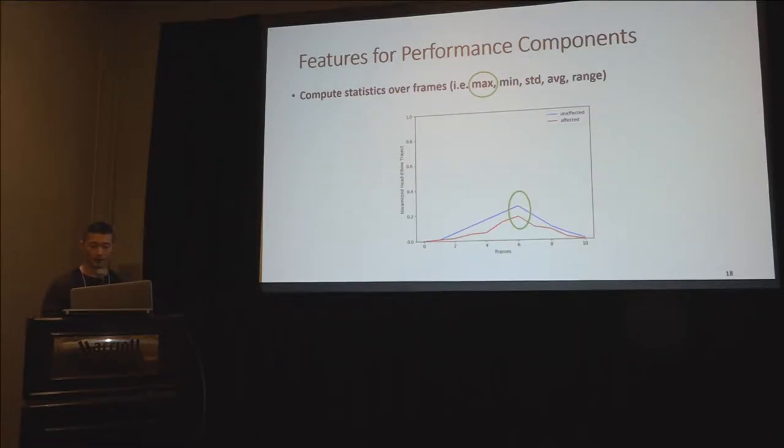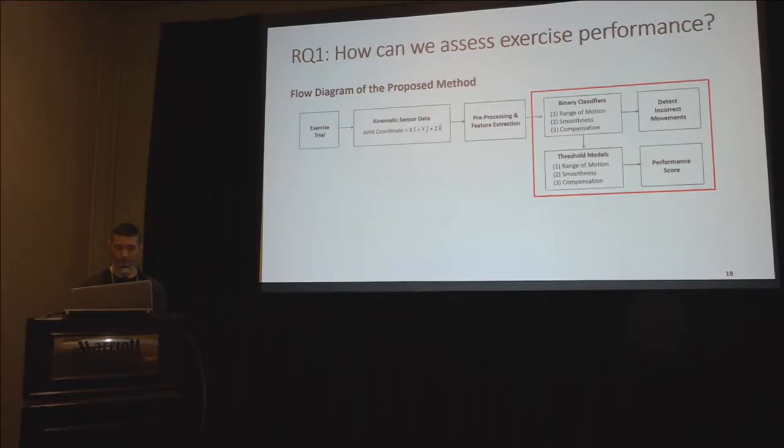And given this feature set, we compute statistics over the frames to summarize the exercise motion. The rationale is that, for example, given the unaffected and affected side, we can obviously distinguish the two sides by checking the maximum points. So we compute the maximum, minimum, standard deviation, average, and range for the features that I described earlier.